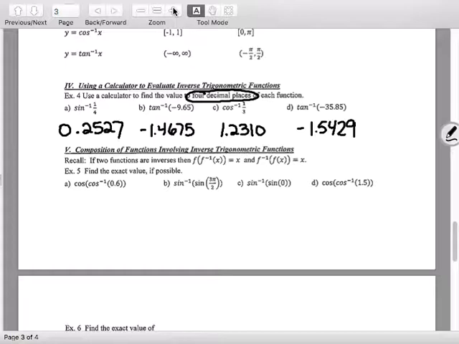All right, Roman numeral 5. If you remember from Algebra 2, if 2 functions are inverses, then f inverse of x equals x, and f inverse of f of x equals x. So in letter A, when I have cosine of inverse cosine of 0.6, I want to break this down to show why this works. So this inside piece means the cosine of some angle is 0.6, or 6/10, right? That's what the inside means.